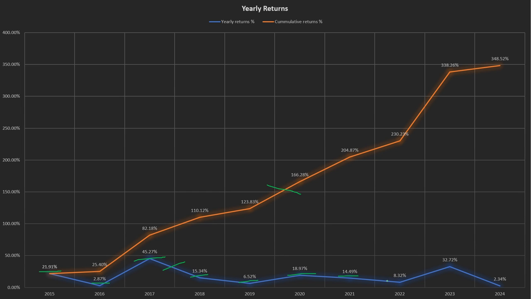2022 was not a good year for this sector, as the sector only gave returns of 8.32%. But the returns improved dramatically in 2023, with the sector giving returns of 32.72%. But the returns dropped again considerably, and in 2024, the sector gave returns of only 2.34%.